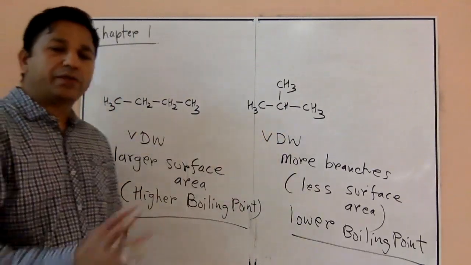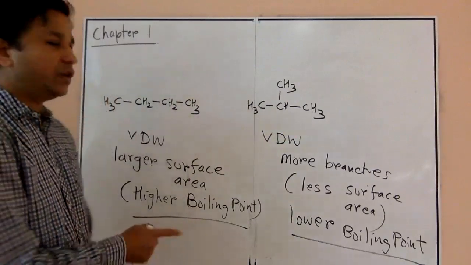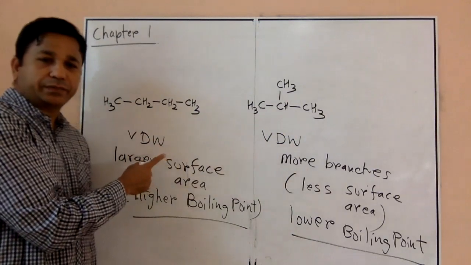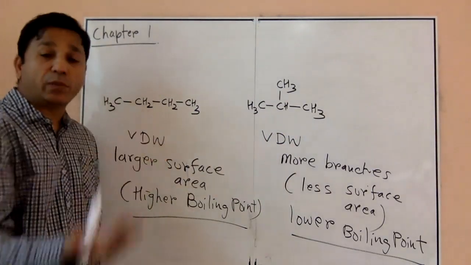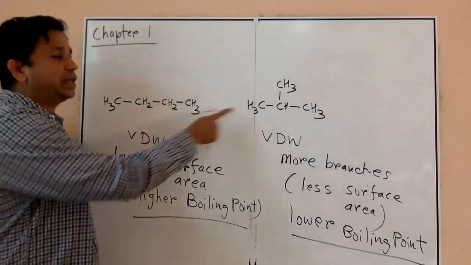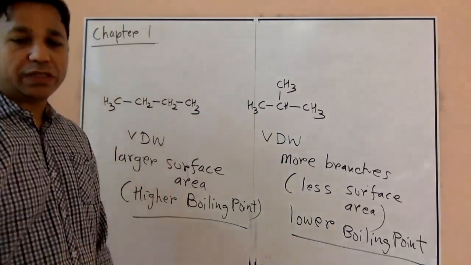All right, so to compare, we only have two ways to look at it. Okay, first of all, you can find out different forces, right? So if you have hydrogen bonding or dipole-dipole, then there's an easy way out of that. And if not, then look at the branches. All right, so two different ways to find out.